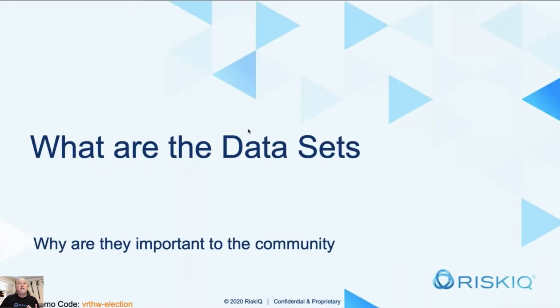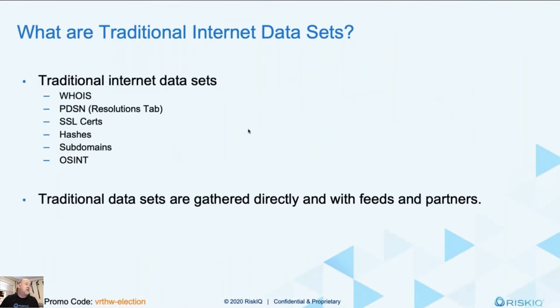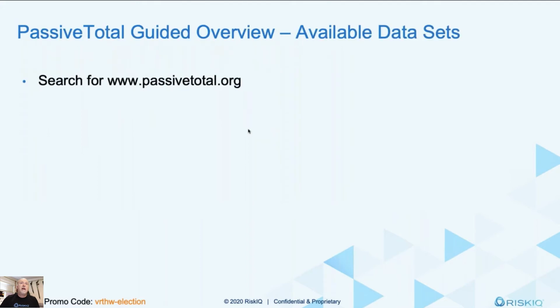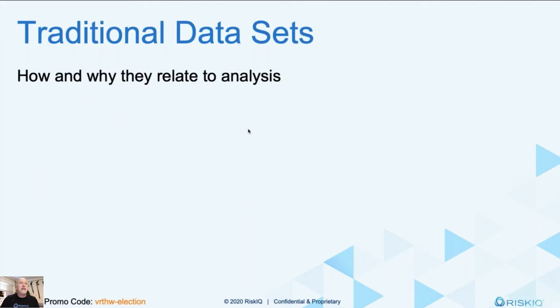So when we look at their data sets, we're going to start off with the traditional data sets that you normally see. Whois, passive DNS, certificates, hashes, subdomains, and open source intelligence, okay? We're going to go through and see how and why these relate to analysis in your system.